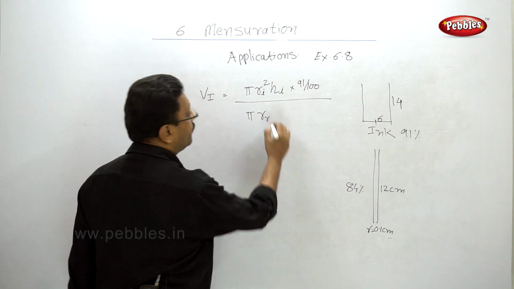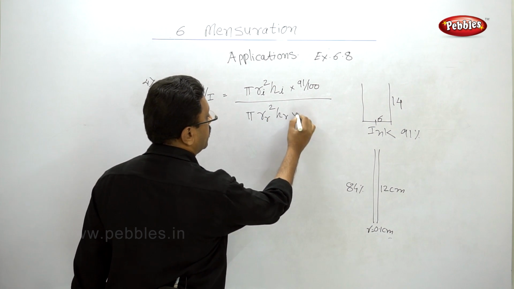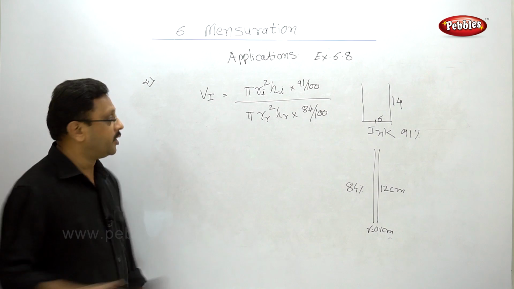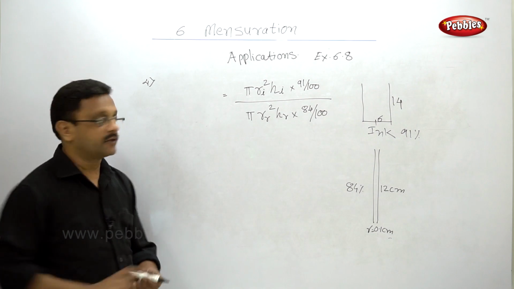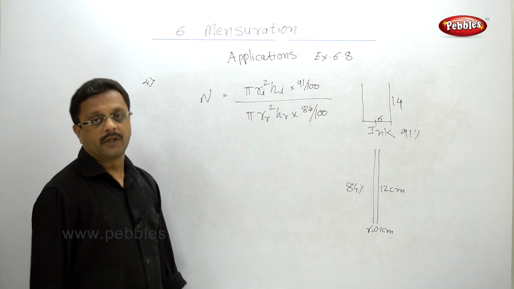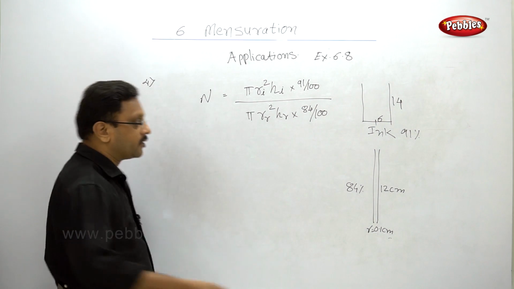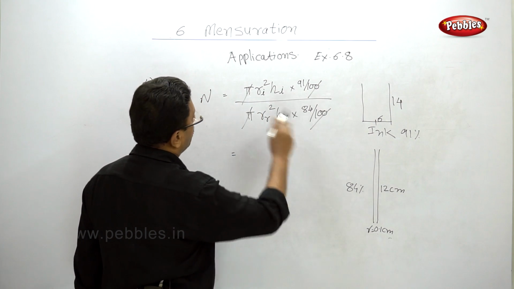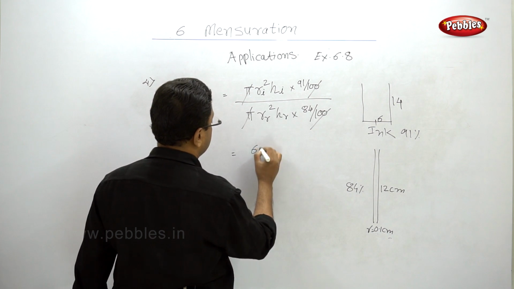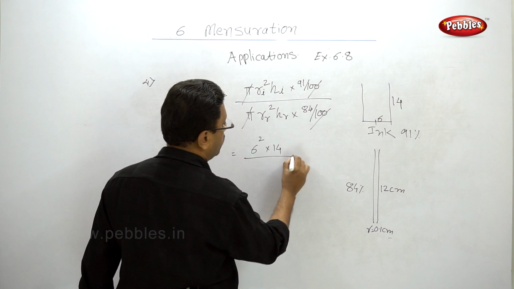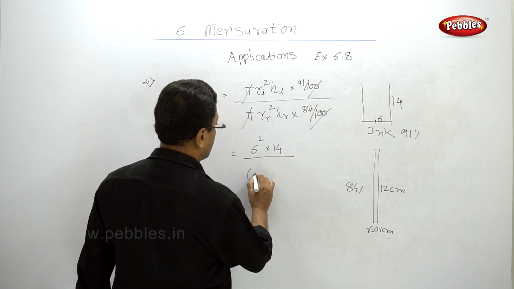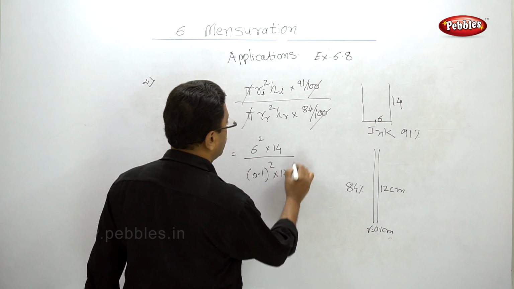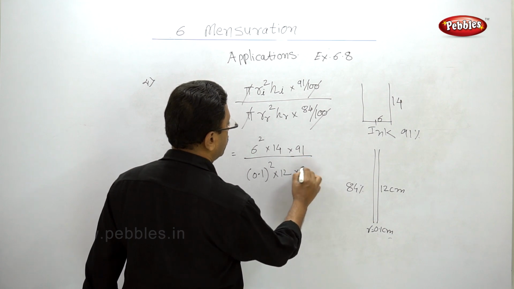R, I'll say refill R square H, but this is only 84% filled, and this combination will give you the number of refills. The N will give you the number of refills. Now before going further, we can just say that this 100 will get cancelled, pi will get cancelled, and you have R of the ink, that is 6 square into 14 divided by 0.1 square into 12 into 91 into 84.